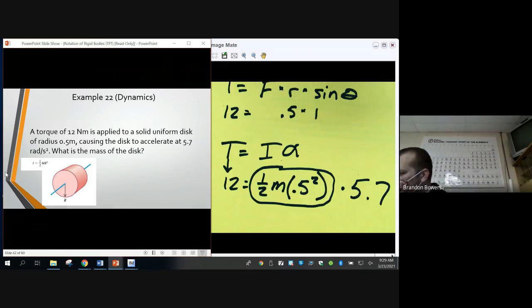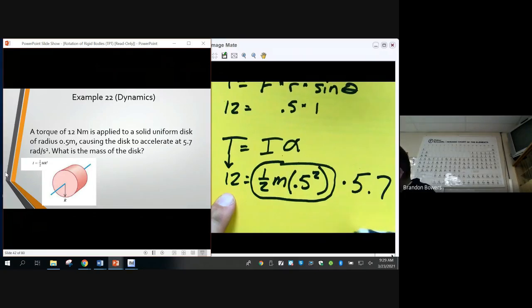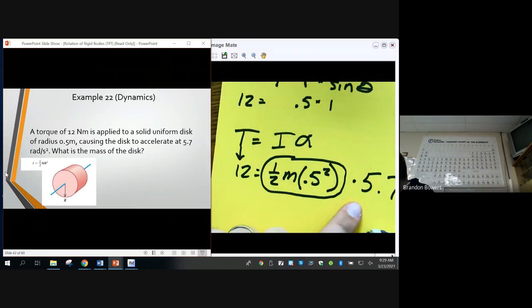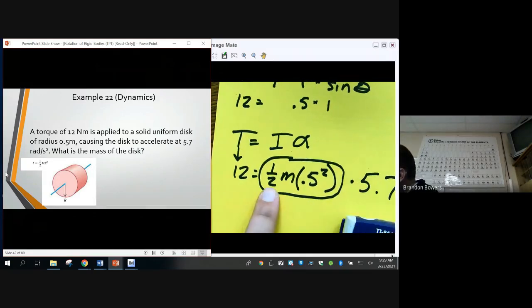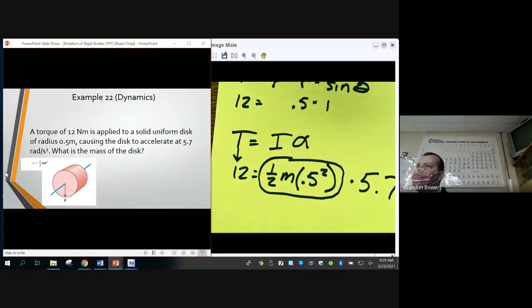We'll do it as a class. All right, so 12. We have to divide this over 1/2, divided by 5.7. Okay, so that takes care of that. I have to times it by 2, which takes care of it, divided by 0.5 squared. Sorry, I got 16.8. Boom, 17. How did I do it?